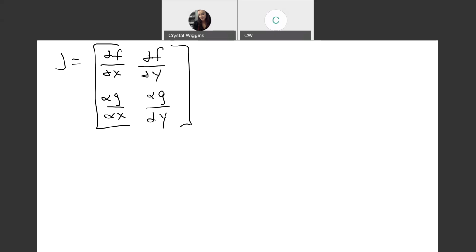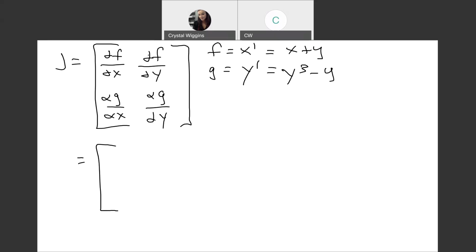Now, let's put our system back in front of us. So we have x prime. Let's let that be the f function. And that one was x plus y. And let's let y prime be the g function, which was y cubed minus y. Now, taking the derivative with respect to x in the first, the f function, well, we have x here, and the derivative of x is 1, and y is constant, so it goes to 0.